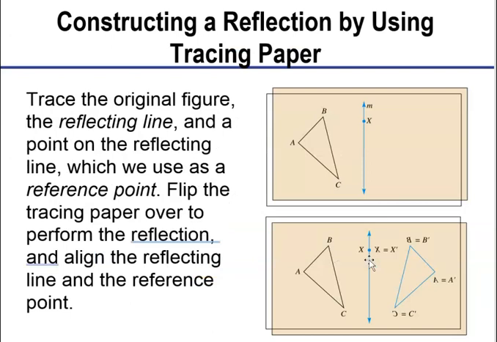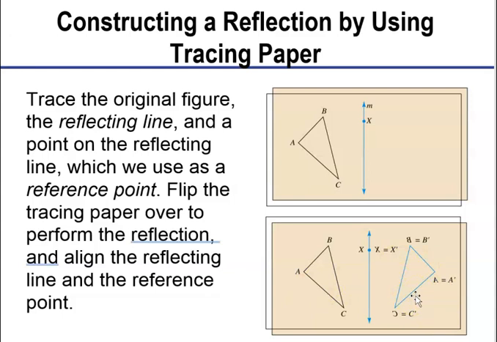Constructing a reflection by using tracing paper. This is a good way to build a reflection, and what you would do is trace the image. So notice the brown paper is like your tracing paper, and you would trace the image on your tracing paper along with the reflecting line. Then you need to flip the tracing paper over to perform the reflection. So the drawing is actually going to be on the bottom side of the tracing paper, but you'll still be able to see it through, and this is exactly what we're talking about, reflecting an image.